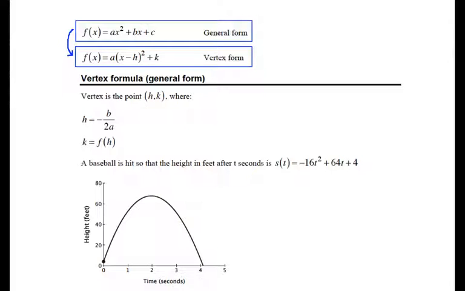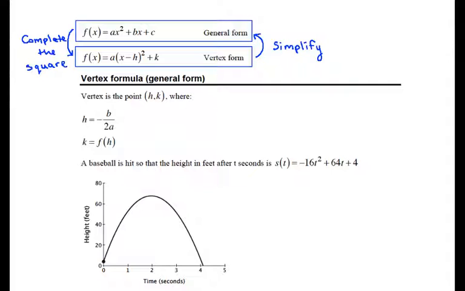If we want to go back and forth between these two forms, that is possible. Going from general form to vertex form, we would complete the square. Going from vertex form to general form, we would just multiply out and simplify. We will focus not so much on going back and forth between these two forms, but working with a function that shows up in either form and getting all of the information that you need out of that function.